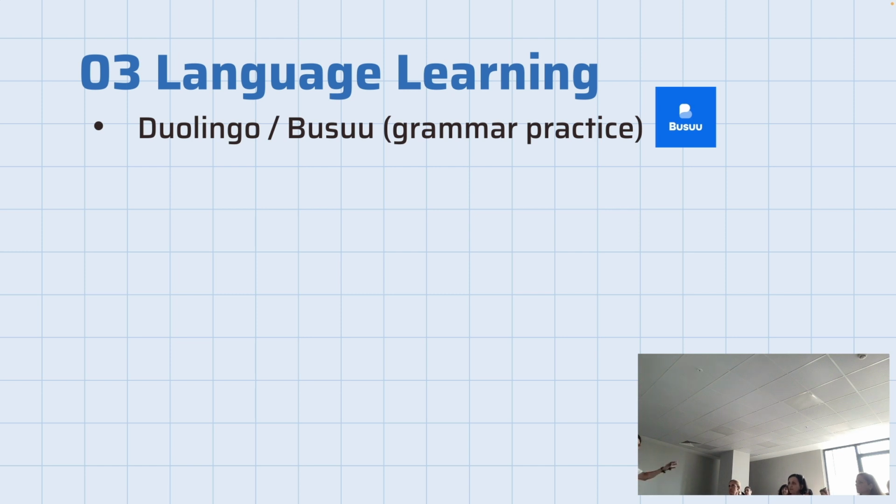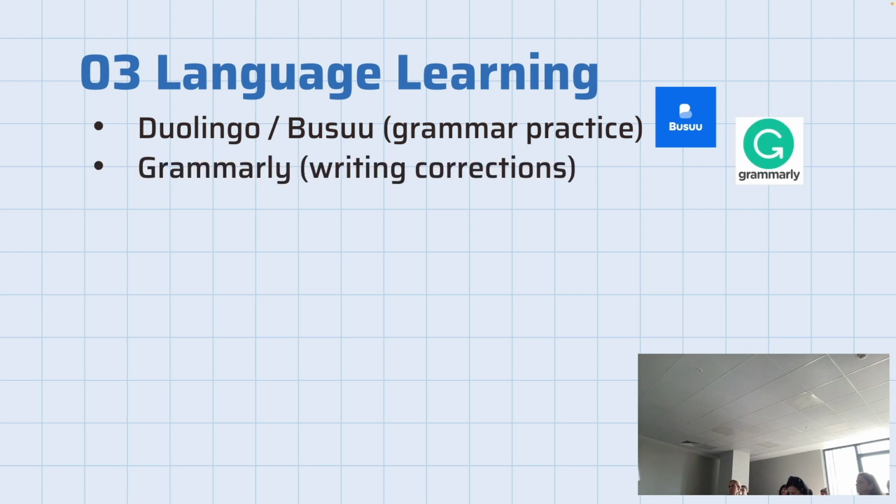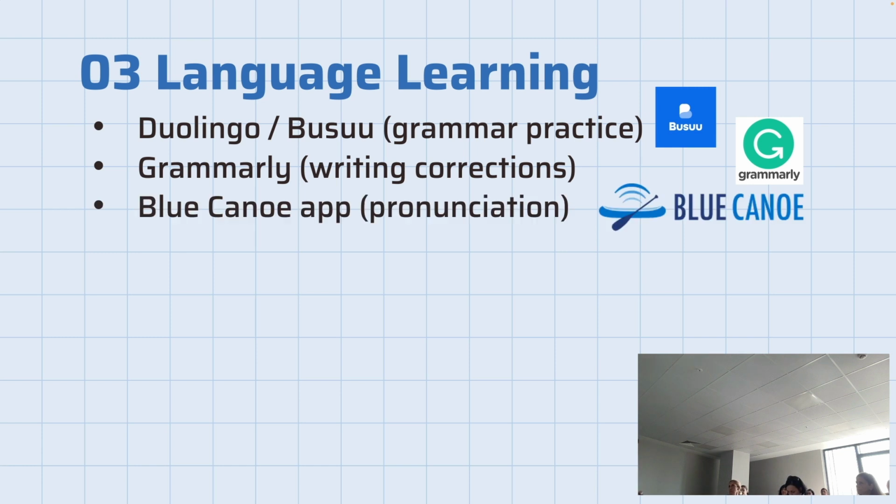Language learning. Everybody knows Duolingo. I kind of like Busuu a little bit better. It's more realistic. Grammarly, everybody, right? So autonomous learning, right? People learning on their own.